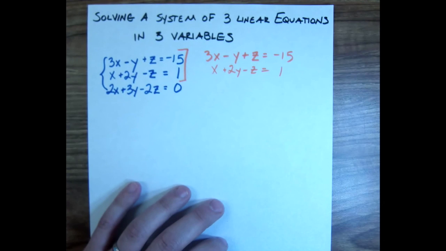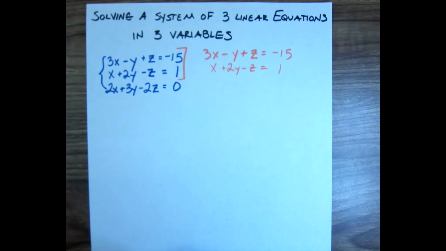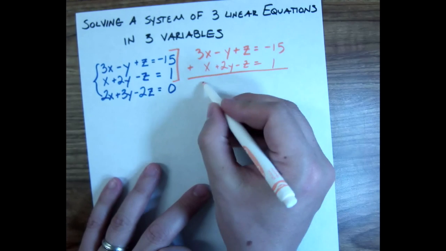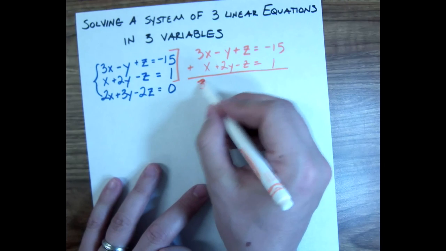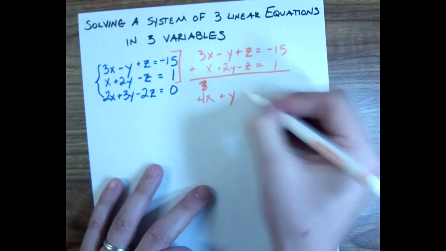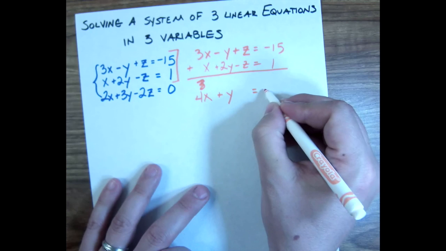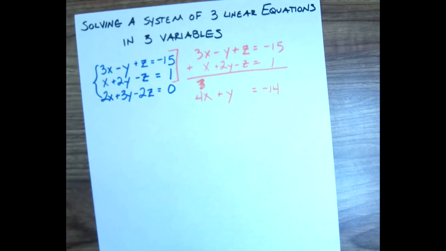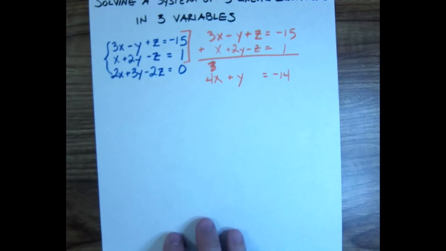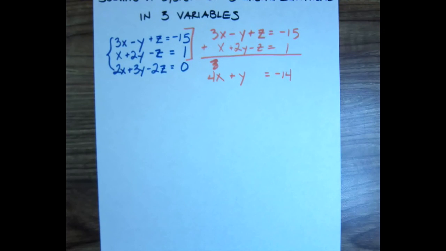So if I were to add these two together, like I did last week with the addition method, what would happen to the z's? They'd go away. Let's do that. 3x plus x is 4x plus y. The z's are gone, and it equals negative 14. So by adding these two together, I've actually done something really good. I have gotten rid of one of the variables. I had three variables, x, y, z. Now I just have two, x and y.